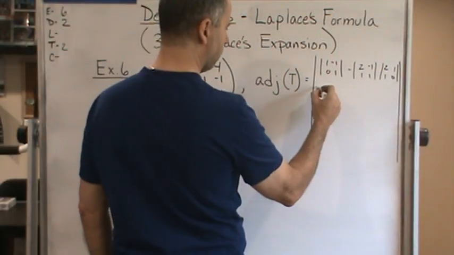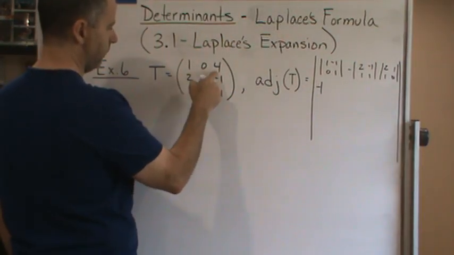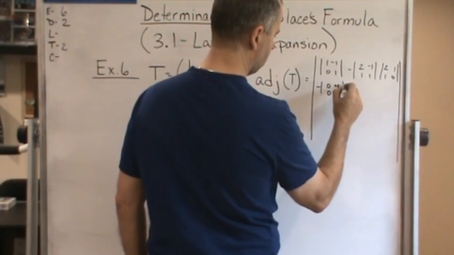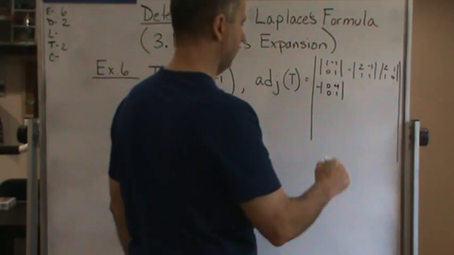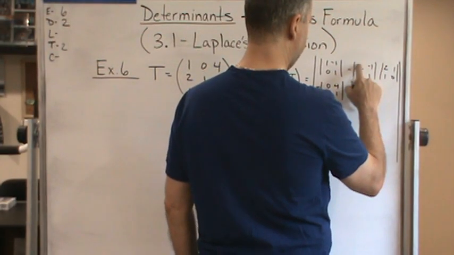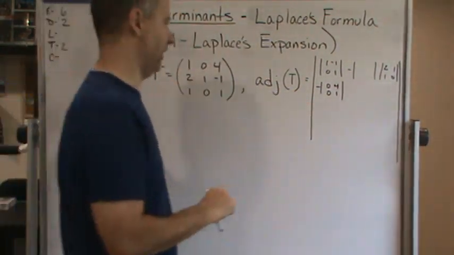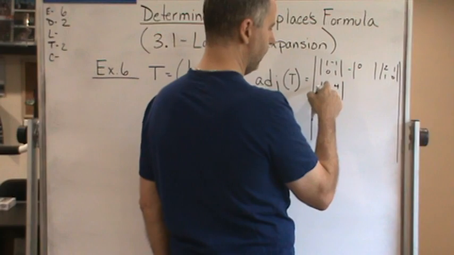So this is going to be again negative, and it's going to be 0, 4, 0, 1. Right? Oh, I made a mistake. Hold on. I made the classical mistake. I forgot, remember the adjoint, the indices are reversed. So it should be JI, not IJ.